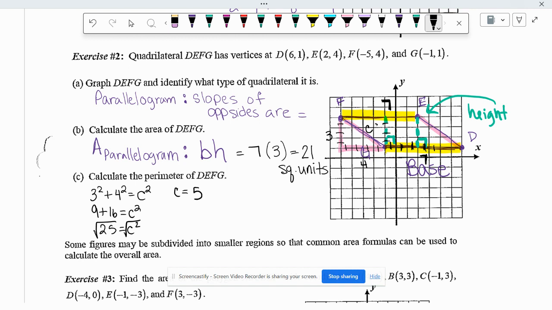So this side right here has a measure of 5, and this side has a measure of 5, because opposite sides of a parallelogram are congruent. So the perimeter is 7 plus 5 plus 7 plus 5, which equals 24 units.